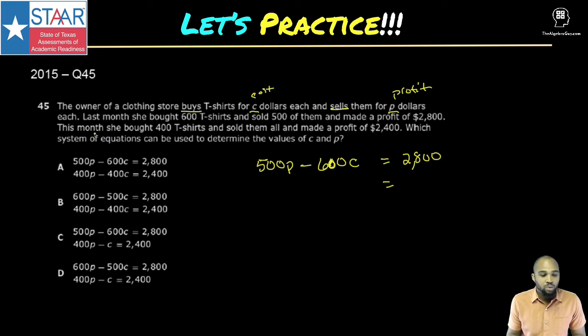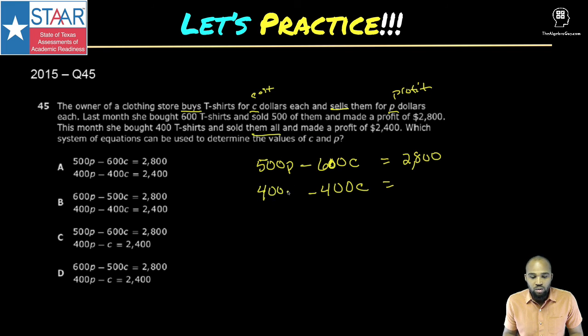All right, so the next sentence we got is she bought 400 shirts. So she bought, this was the cost, 400, and sold them all. So she sold all of them. That's how many she sold, and she ended up making $2,400. So that's what that looks like.